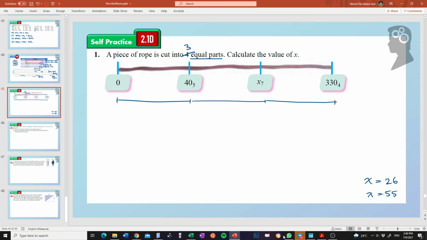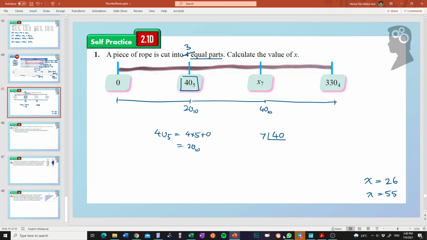One is that I'm going to use this number here. This is 40 base 5. 40 base 5 is basically, if you convert it to decimal, 4 times 5 plus 0, which becomes 20 base 10. So the length is 20 base 10. So this must be 40. So if this is 40 base 10, then we can convert 40 to base 7.